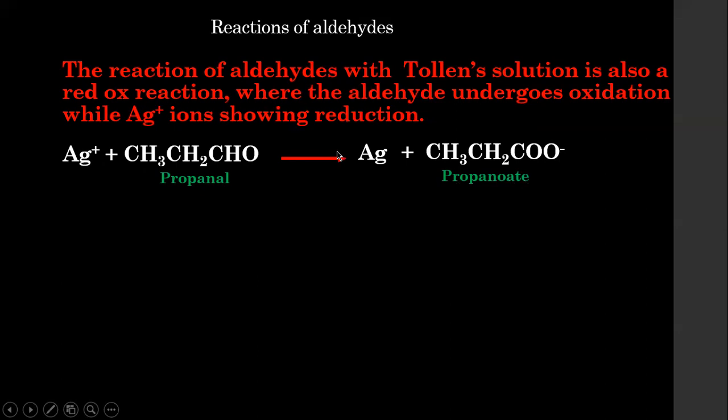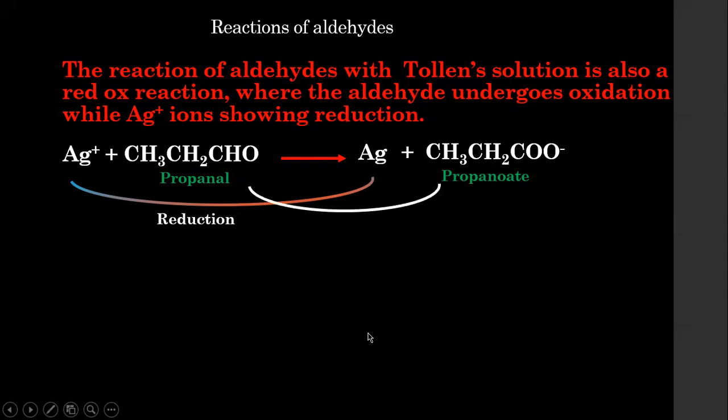If you write the reaction of Tollens reagent with an aldehyde, it produces the carboxylate ion, that's fine, it's understood. And see what happens here. In this reaction also, Ag plus goes to Ag 0. It undergoes reduction. When silver cations undergo reduction, the aldehyde undergoes oxidation.